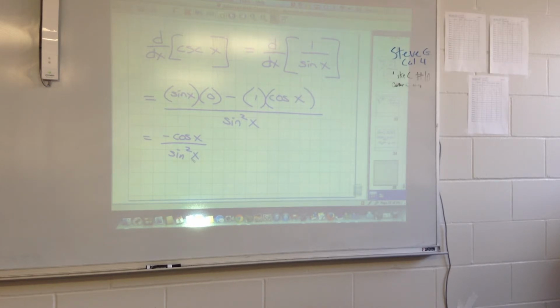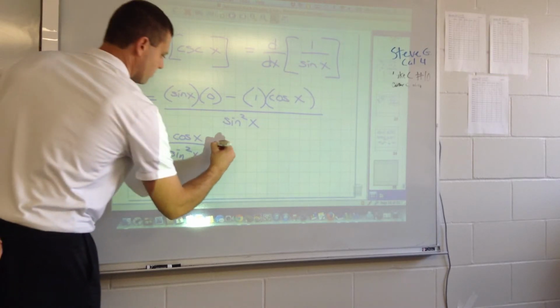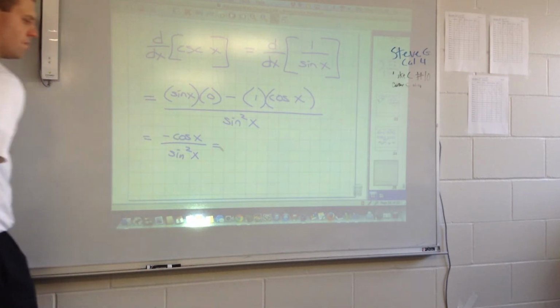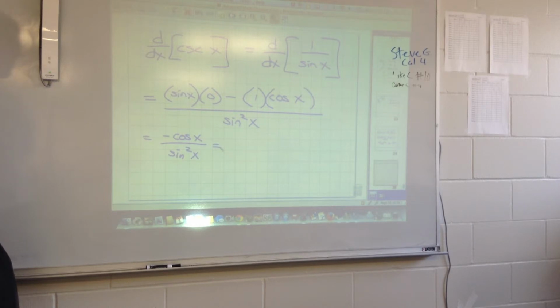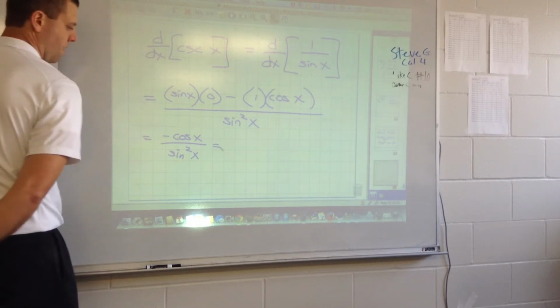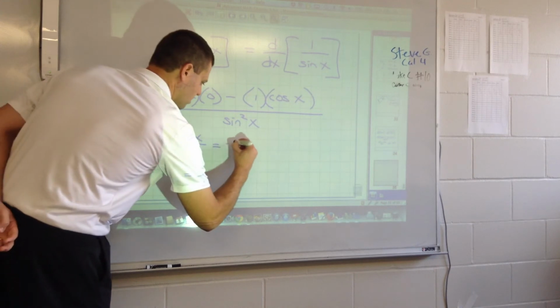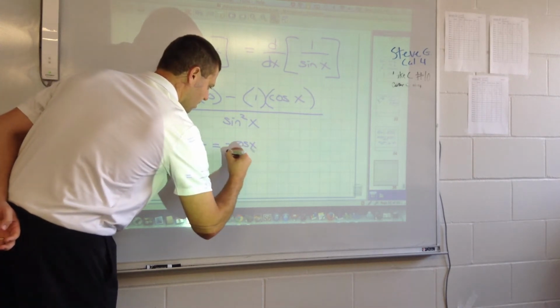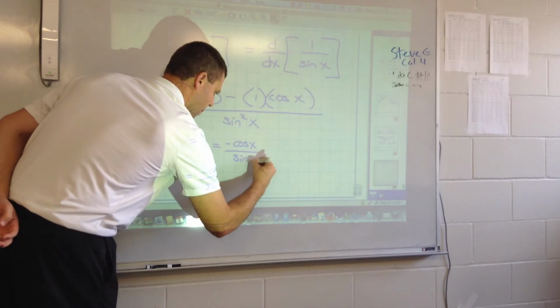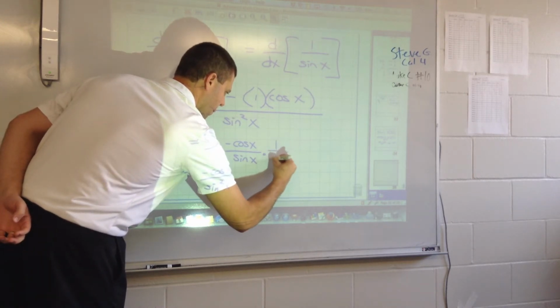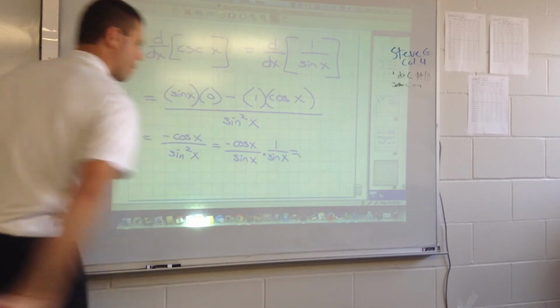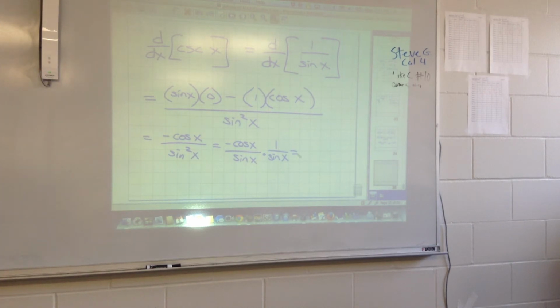So do you want us to change that into negative cosine x times, I want to say secant squared? No, cosecant squared? Oh, because the first one, isn't that equal to negative cotangent? And then the other one will be, okay.